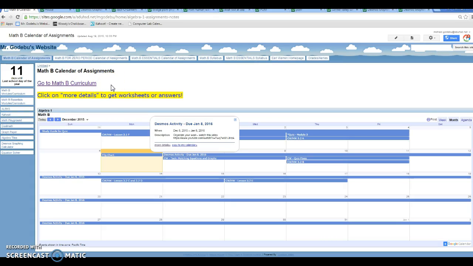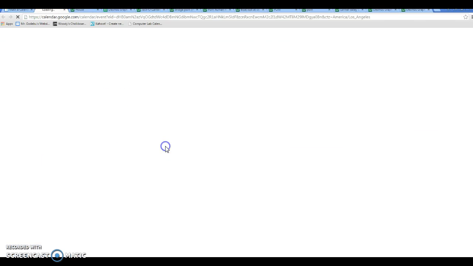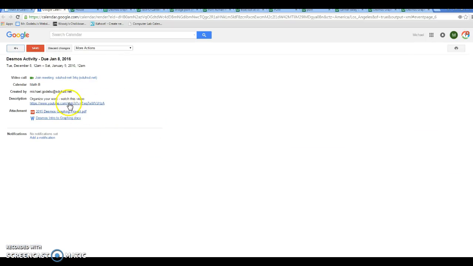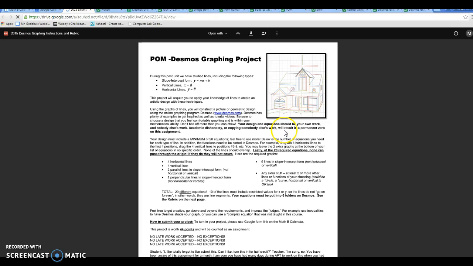Okay, now this one is about the actual project that you're going to be turning in, which is different. The first one was just to teach you how to use Desmos. Now you're going to actually try to put together a project. So let me show you what the instructions look like. Here is the project itself, the PDF graphing project.